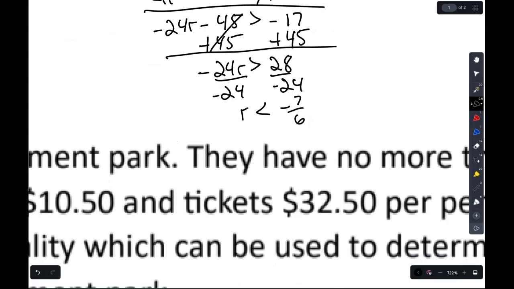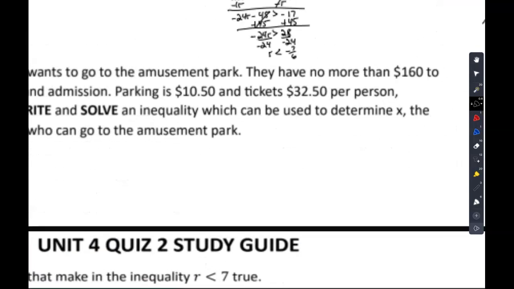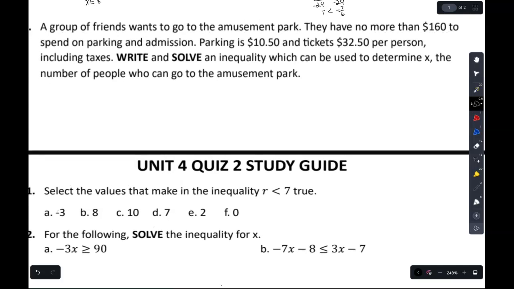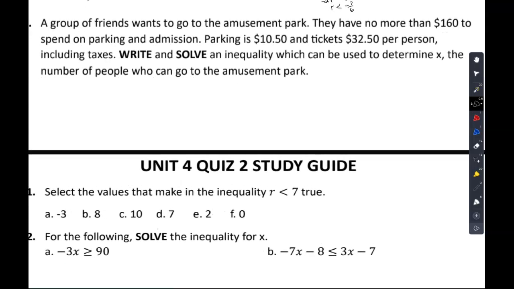Alright, last we got a word problem. It's kind of complicated. And if you want to pause the video, you can pause the video and read it if you like. But basically what you end up with is, let me change colors right quick, 10.50 plus 32.50x less than or equal to 160. We're going to subtract 10.50 on both sides.